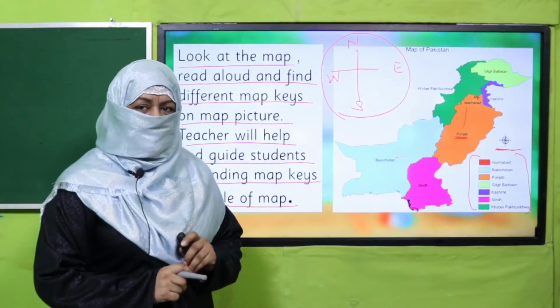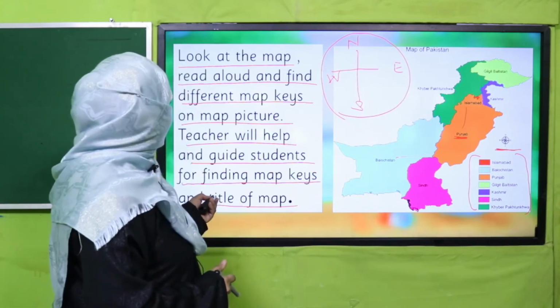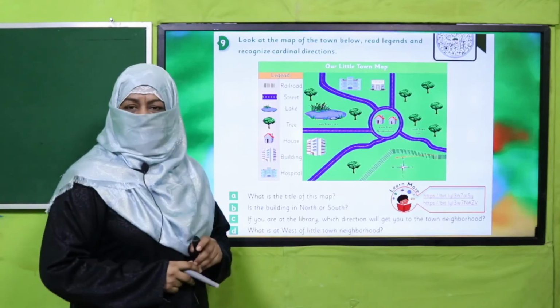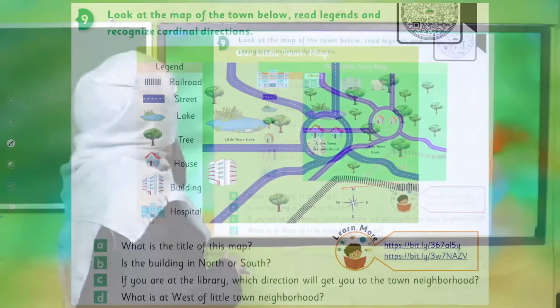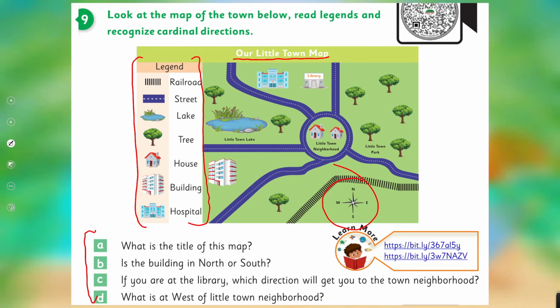Yes, my dear students, I hope you could read the map easily. That's wonderful, amazing. So now let's practice it from your book. Here is our little town map. These are the legends. You have to be careful while reading it. Here is the cardinal direction given. So you will read the map and then answer these questions. Pause the video, complete this exercise with your teacher, and then come back.